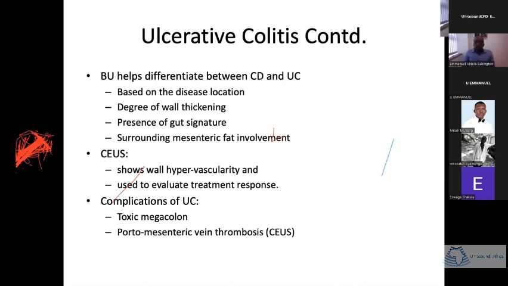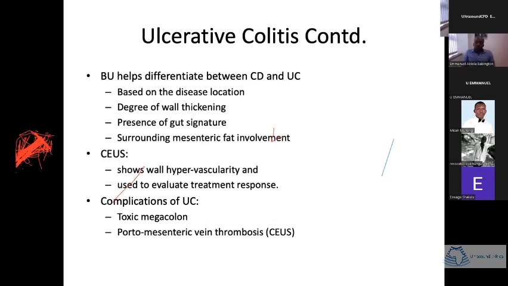Also, ulcerative colitis tends to affect the mucosa layer of the large bowel. You tend to have increased wall thickness in ulcerative colitis because it involves the large bowel. The gut signature is usually preserved in ulcerative colitis, and there is usually no involvement of the surrounding mesenteric fat. So you don't tend to have mesenteric edema in ulcerative colitis; it's more common in Crohn's disease.